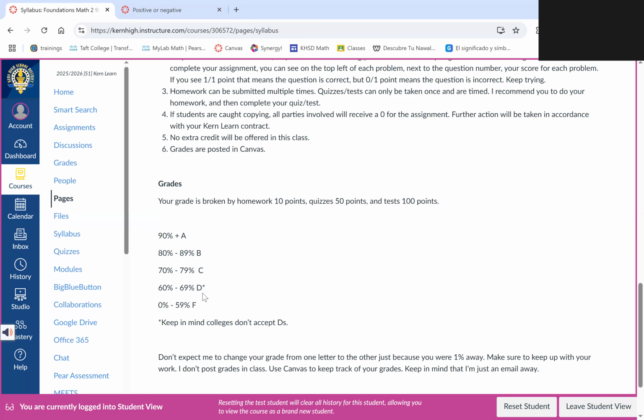I do have a little star on D, and the reason why I have that, you guys can see my little star there, is because D's for diploma. So for your credits in high school, a D is enough. Now colleges, they don't accept D's. So if you're planning on taking this class in college, make sure you don't get a D. Make sure you get a C or better. Okay, so that's why I have a little asterisk on D, just because D's for diploma, but not for college.